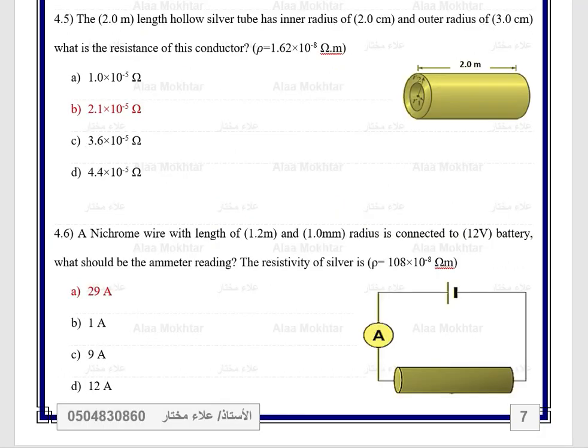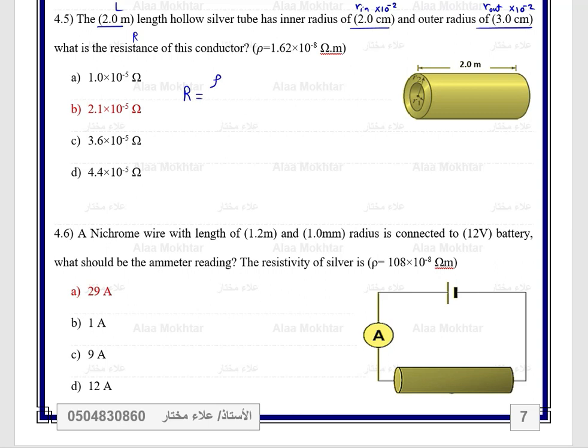Question 4.5. A 2 meter length hollow silver conductor, where 2 meters is L, has an inner radius of R in centimeters, multiplied by 10 to the negative 2 or divided by 100, and the outer radius R out, also times 10 to the negative 2. What is the resistance? He asked about R of this conductor. Rho equals 1.62 times 10 to the negative 8 ohm meter. I think it's copper, not silver, no problem.